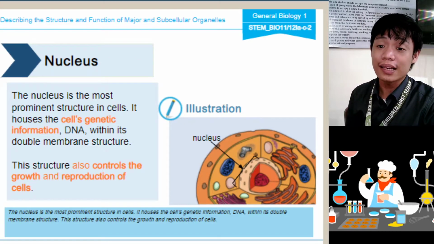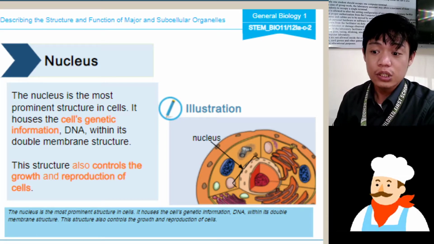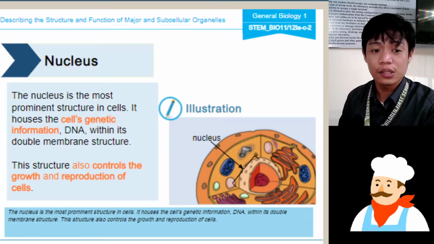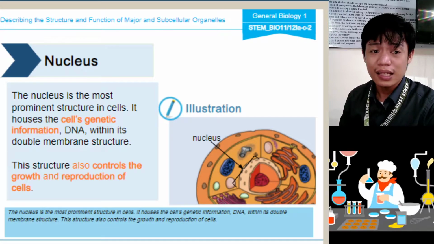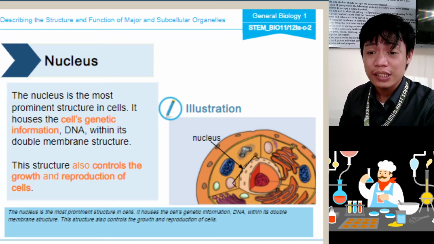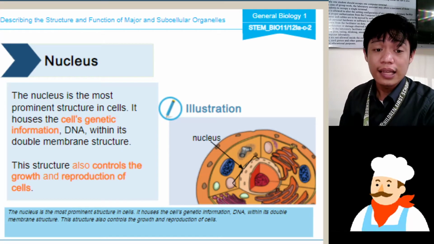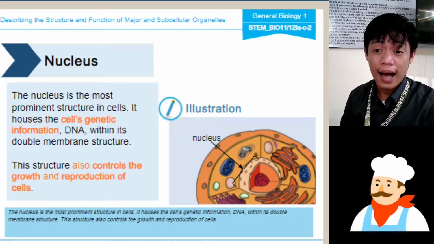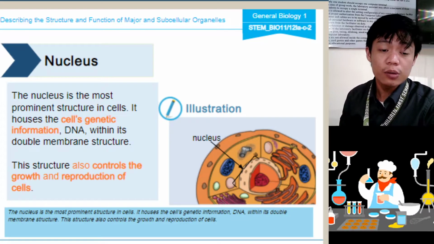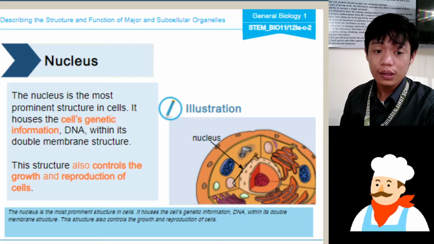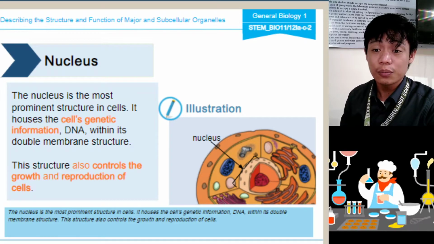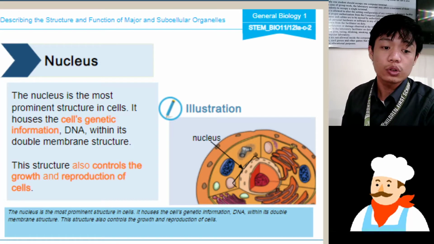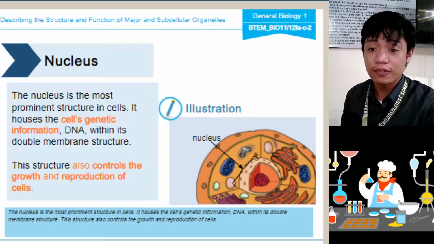So next one is the nucleus. The nucleus is the most prominent structure in the cells. Why prominent? It houses the cell's genetic information, the DNA, or commonly called deoxyribonucleic acid. Within its double membrane structure, you can see the genetic information or the DNA. This structure also controls the growth and reproduction of the cell.